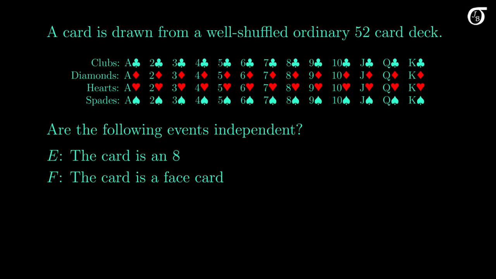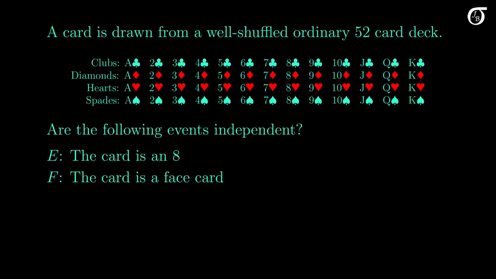I'm pretty sure these events are not independent. Knowing the card is a face card completely eliminates the probability it's an 8, so the probability of an 8 would change under the information that the card is a face card, and that means that drawing an 8 is not independent of drawing a face card.